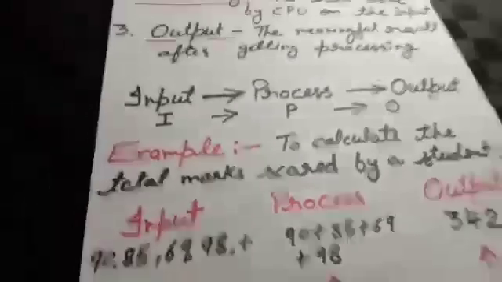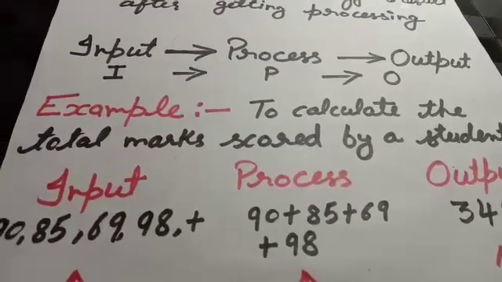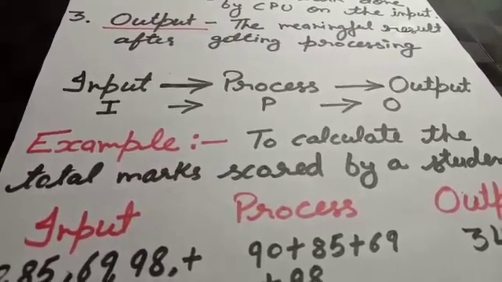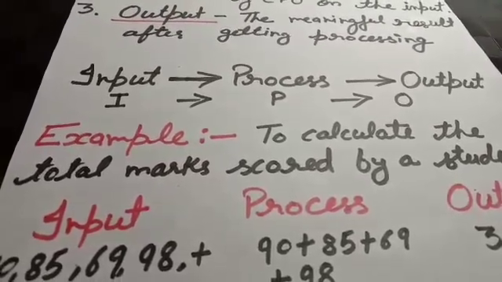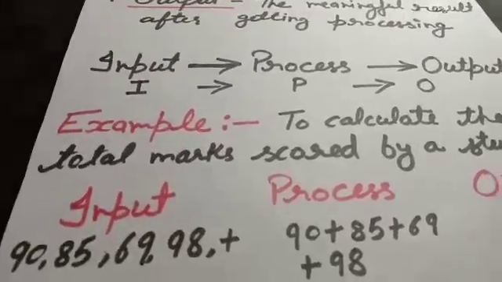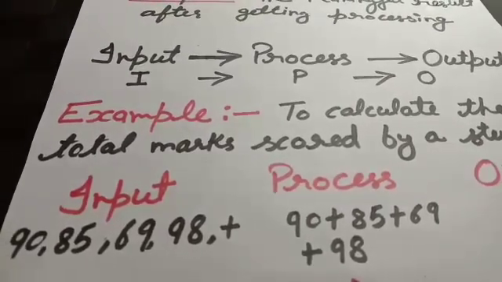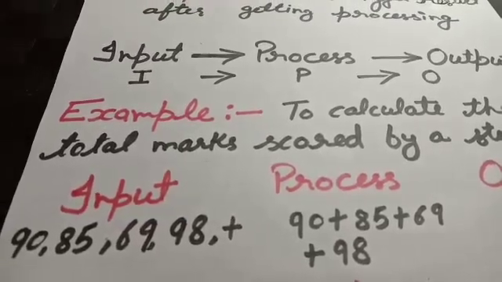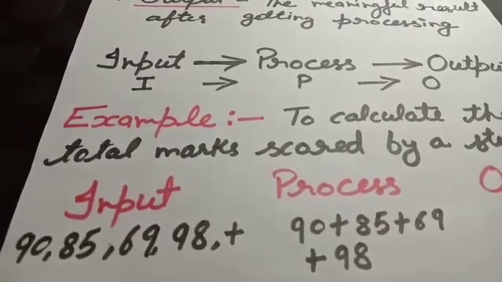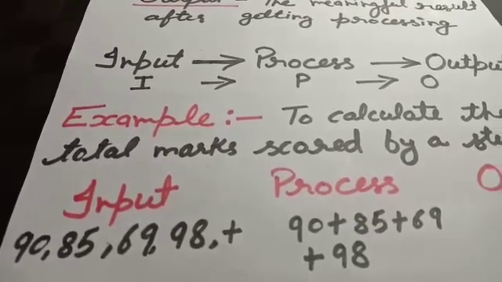Example of this cycle: to calculate the total marks scored by a student. Children, suppose you want to calculate your marks with the help of a computer. How can you calculate that? First of all, you have to give input to the computer, that is data and instructions. You will give your marks like 90, 85, 69, 98 and a plus sign. Why are we giving the plus sign? How does the computer know what to do with these numbers? The computer will come to know these numbers will be added in the CPU.